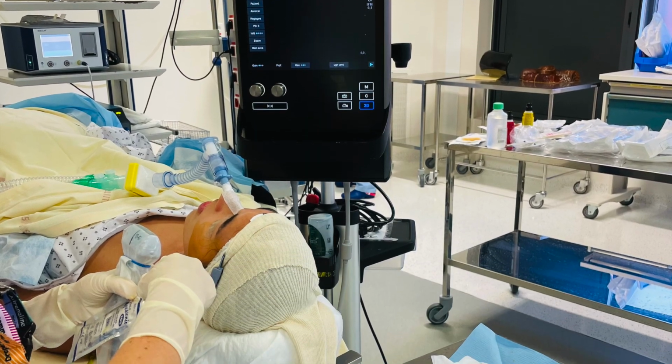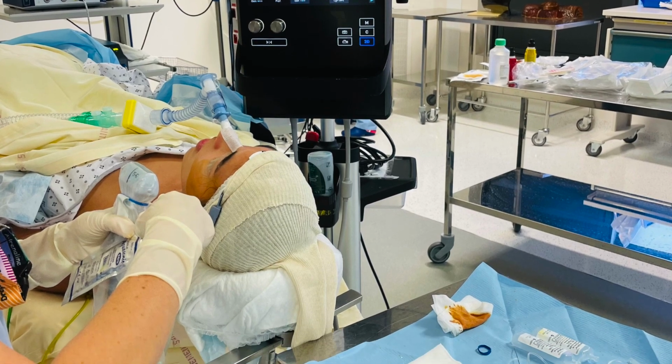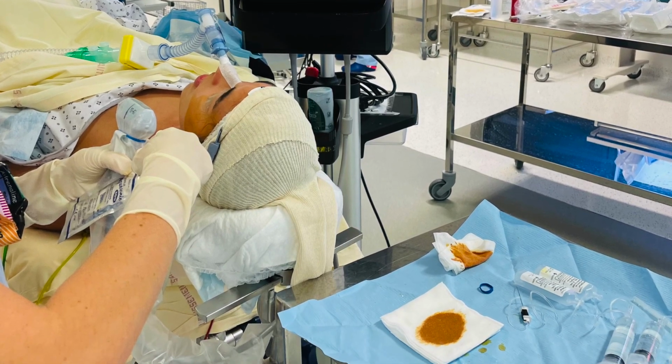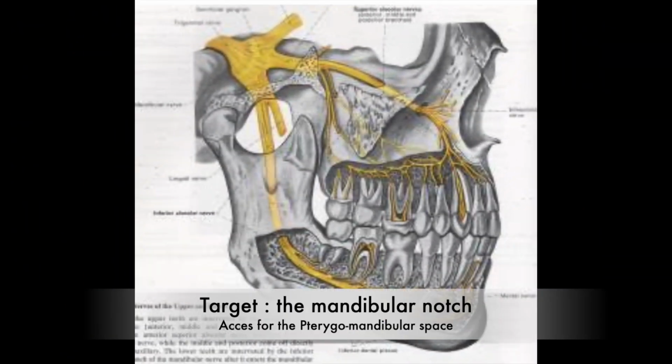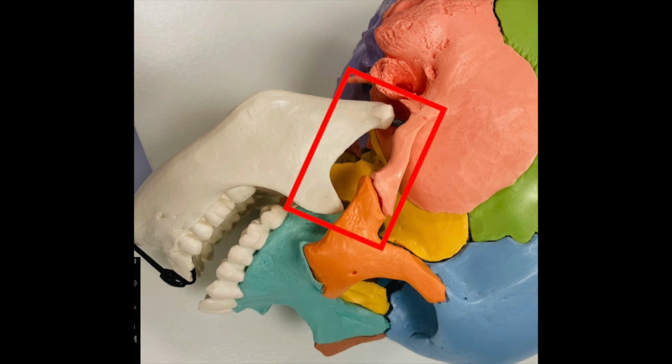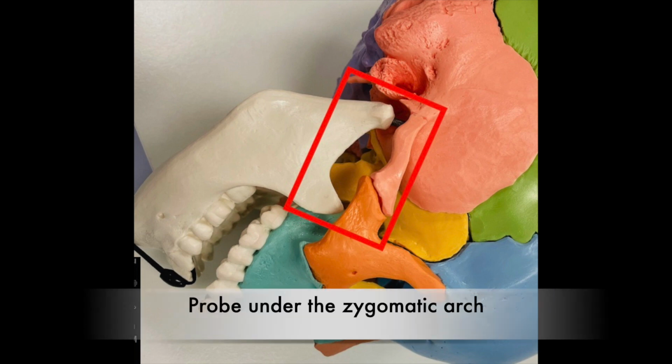The procedure begins with the patient's head position and the ultrasound machine at shoulder height. The ultrasound probe is placed under the zygomatic arch, just in front of the external auditory canal.